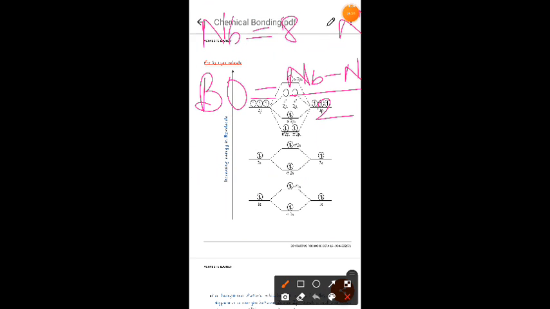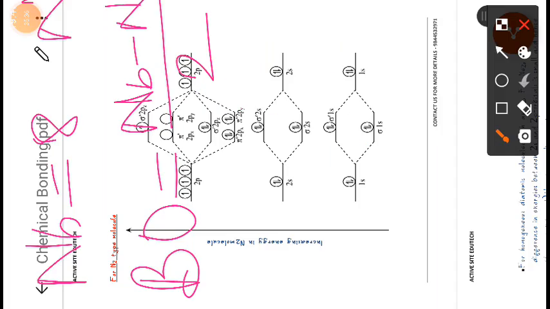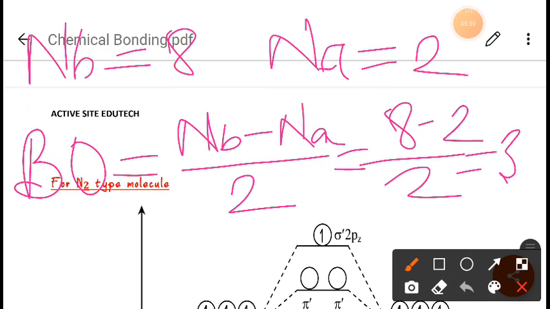Now from the value of this bond order and the molecular orbital diagram, we can conclude that the bond order value equal to 3 suggests that the two nitrogen atoms are linked together by a triple bond, N triple bond N, right? Now when we talk about stability, the bond order is positive and has a high value, which is equal to 3, as we have got.